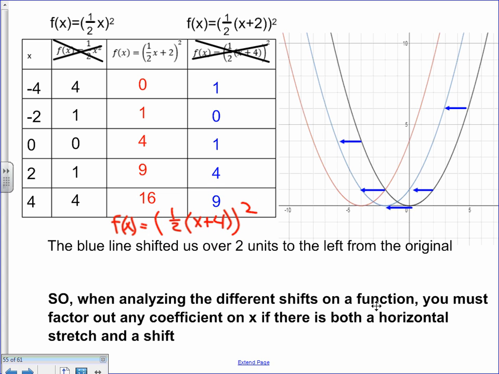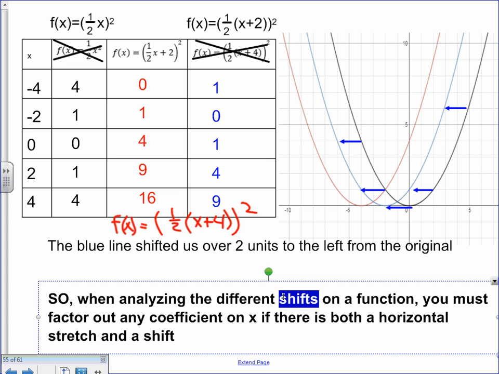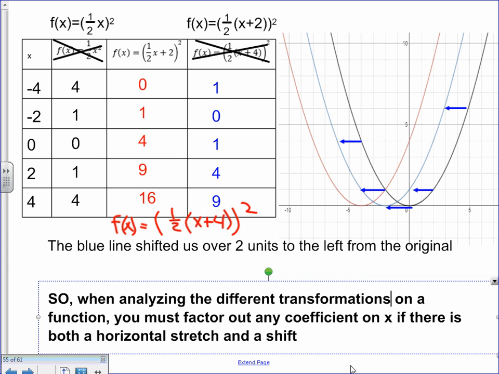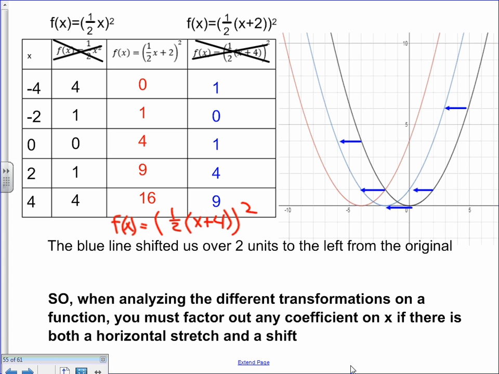So we're going to write down these conclusions here at the bottom. I'm going to change this from shifts to transformations, because we're talking both about shifting and about stretching. When we're looking at different transformations on a function, we have to factor out a coefficient on the x, if there is one, before we do any horizontal stretches or shifts, if there's both a stretch and a shift left or right.